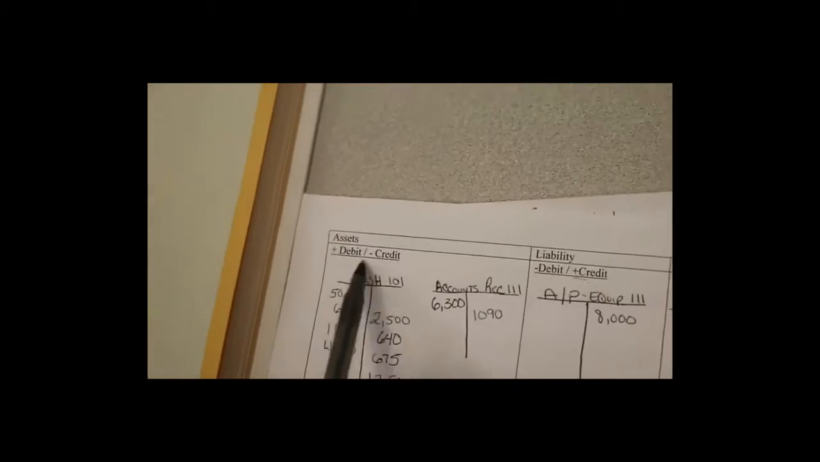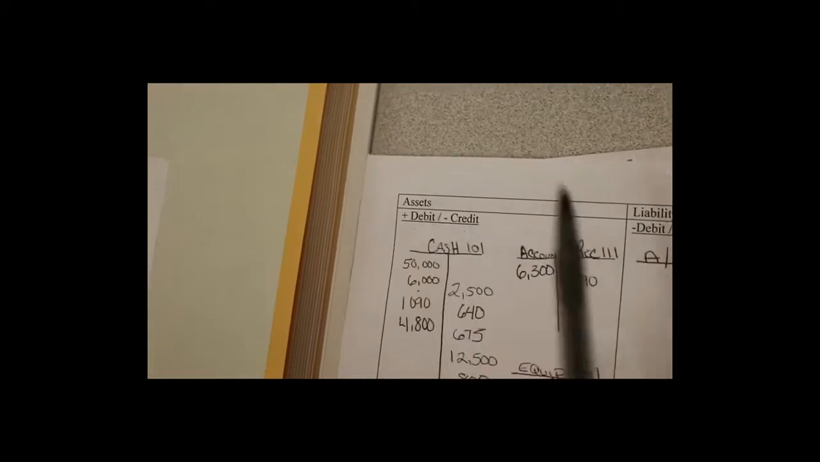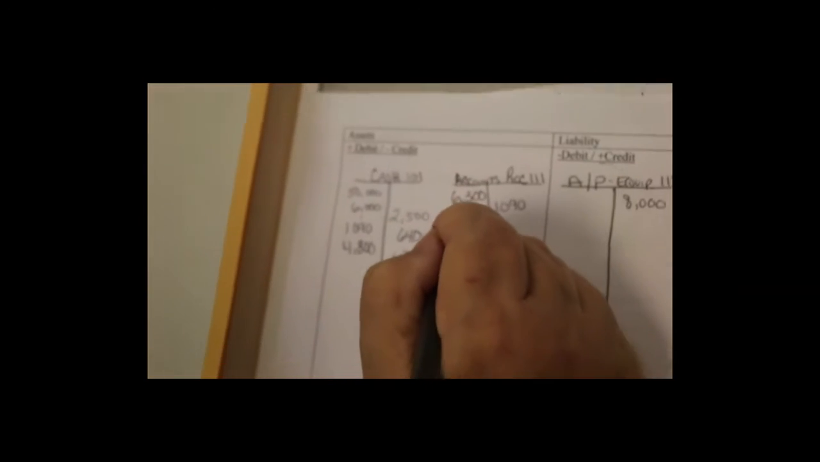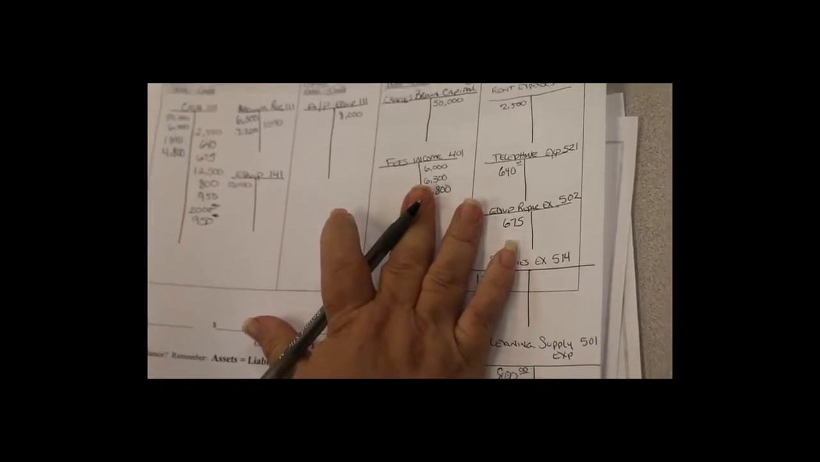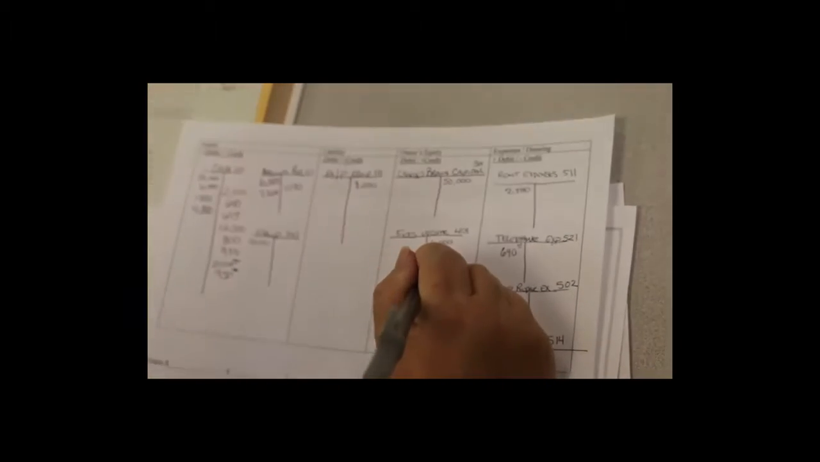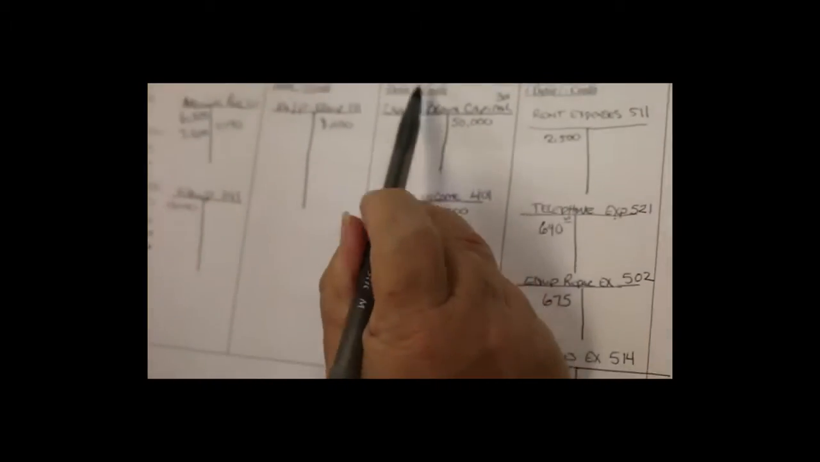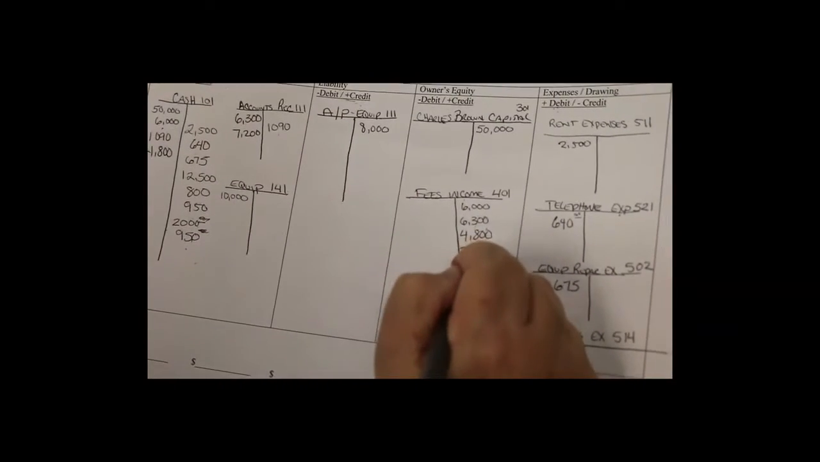And we do that by what? By debiting it. So $7,200 accounts receivable. And again, what account gets affected? Our fees income. That's going to get credited because we increase income by crediting it. So $7,200.